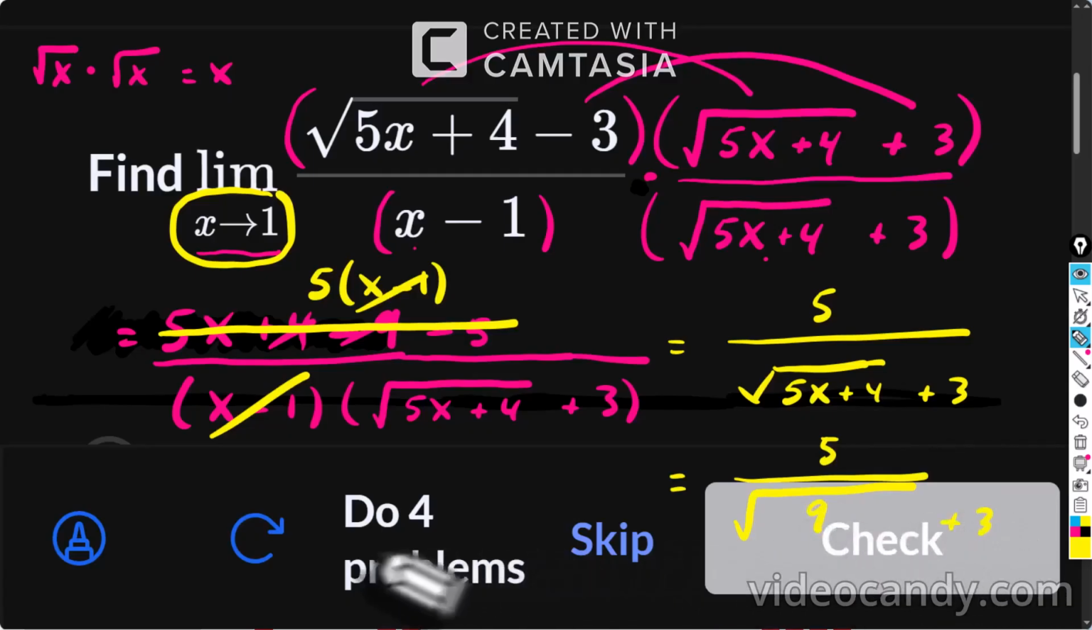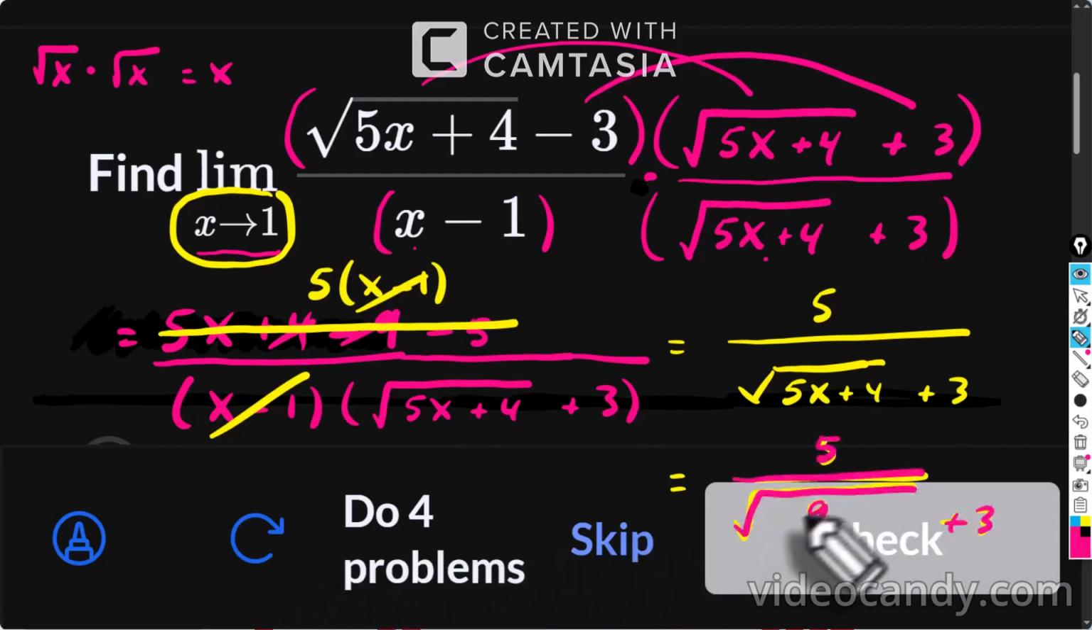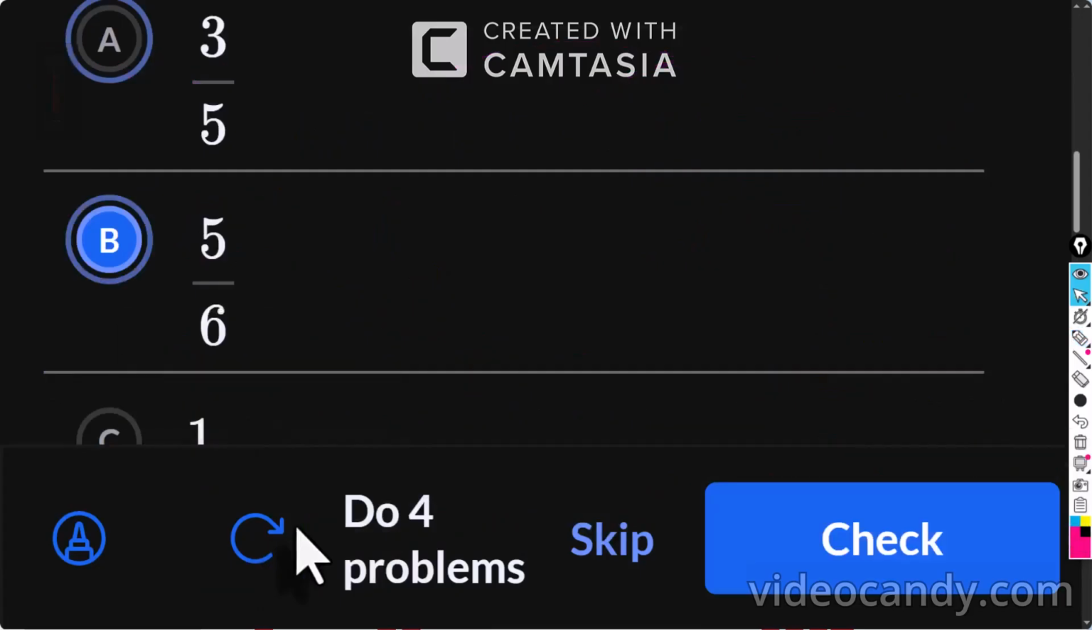All right, the square root of 9 is just 3. And we're left with 3 plus 3 in the denominator, so that's just going to be 5 over 6. Final answer. Answer B.